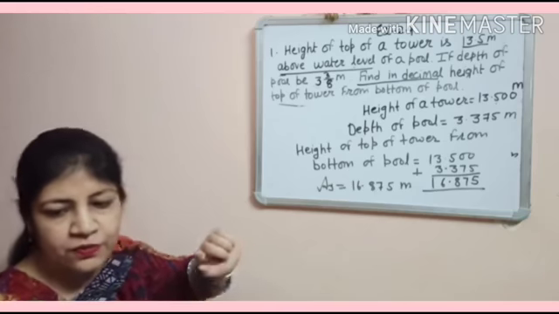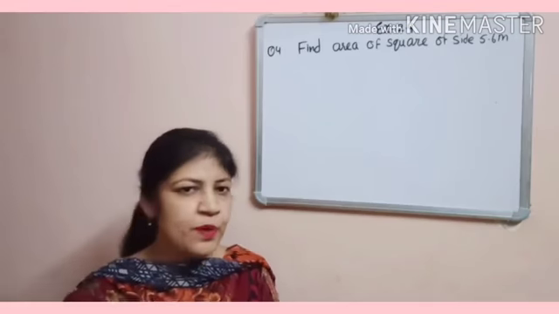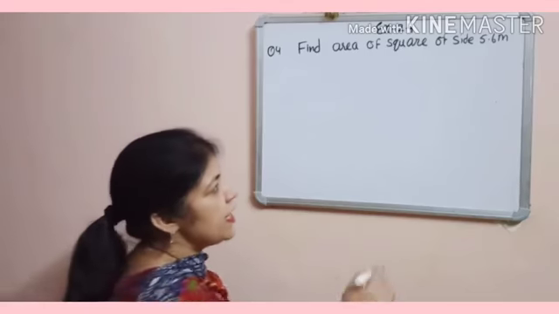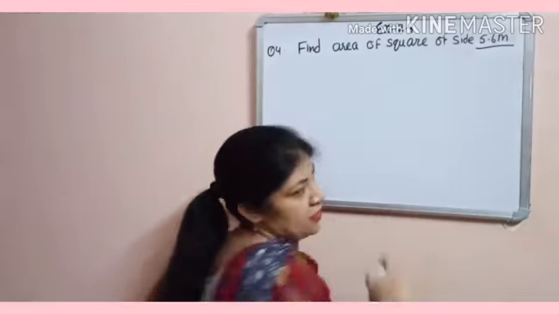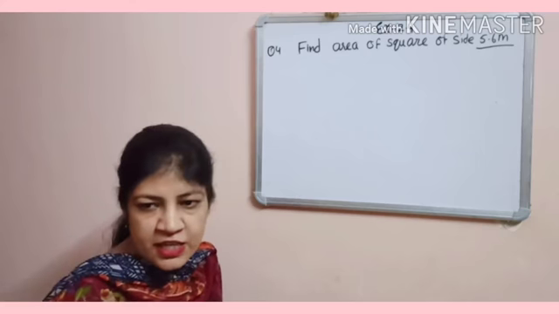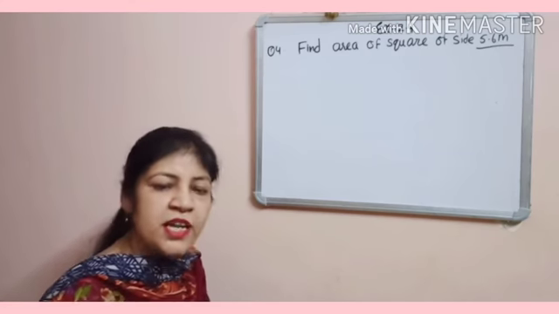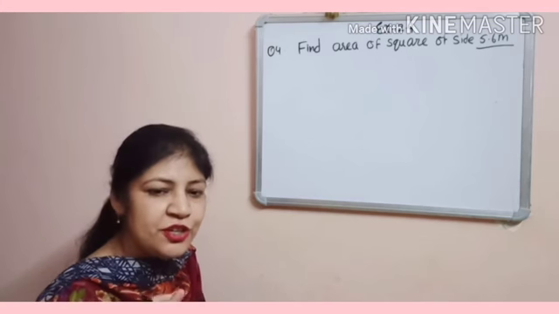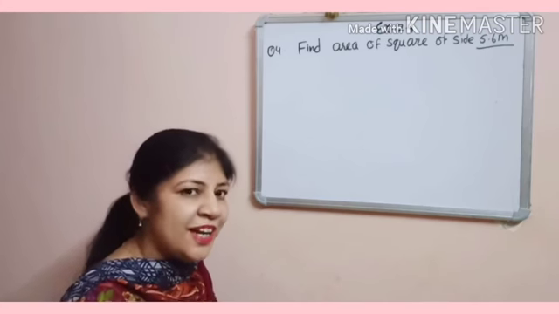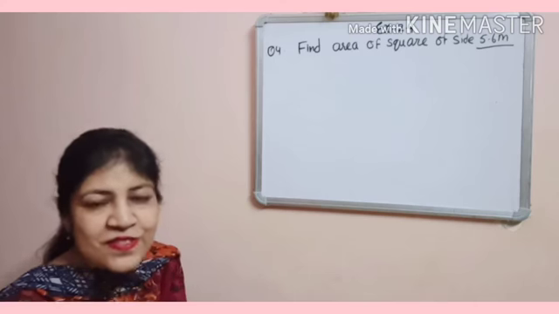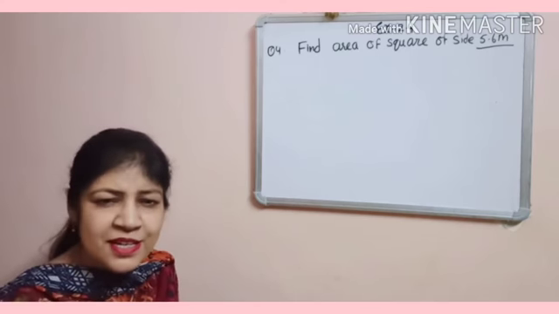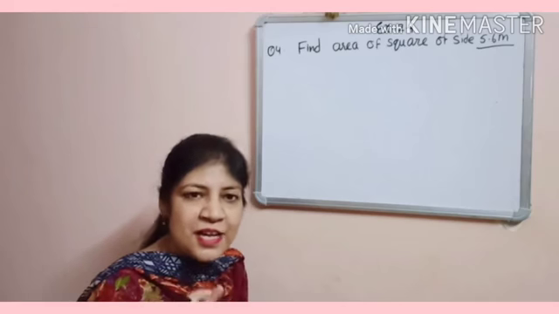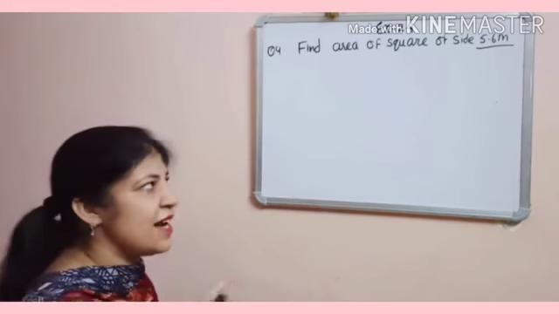Is it clear to you? So the next word problem is: find the area of a square of side 5.6 meter. Now the side of the square is given and you have to find the area. In 6th class in mensuration you have read about the area of a square. What is the area of a square? Have you remembered? Yes. The area of a square is side multiplied by side.